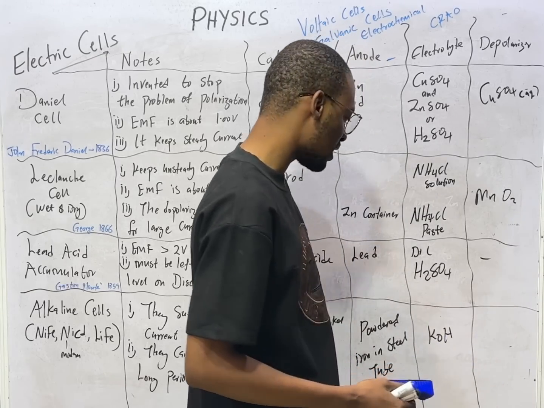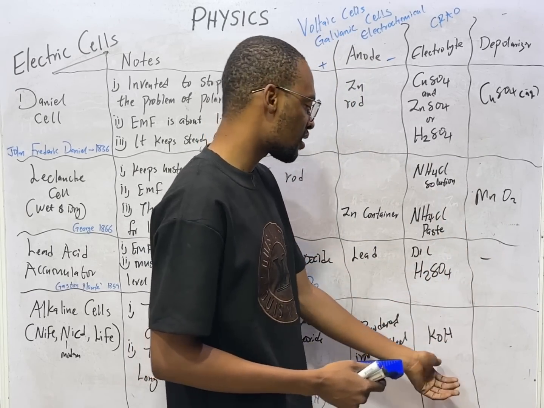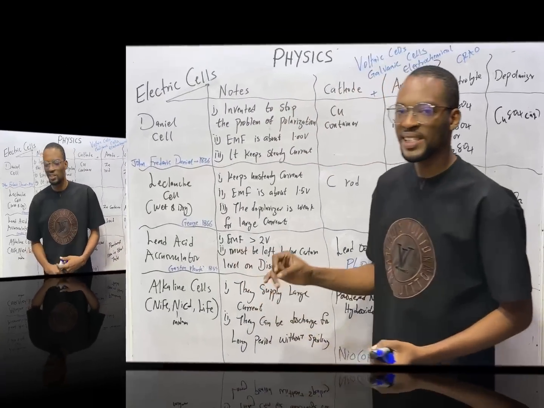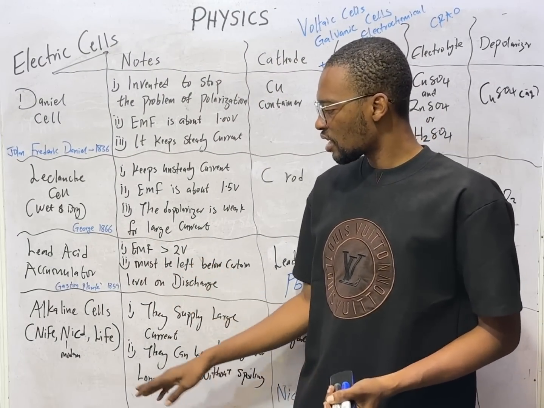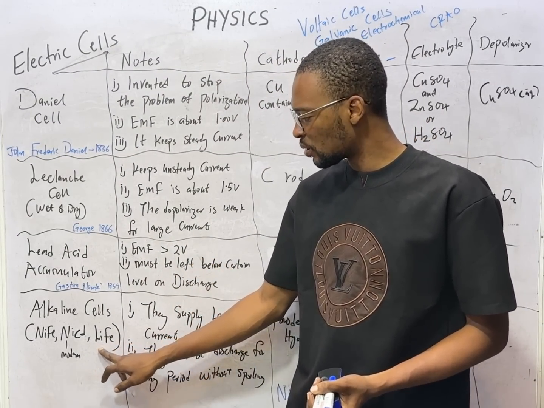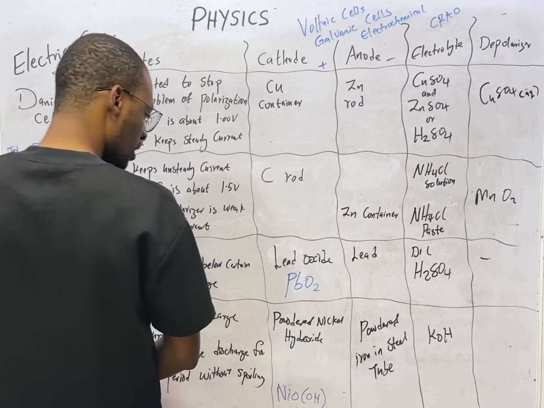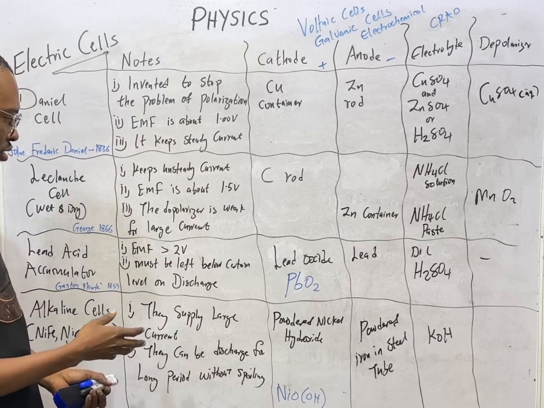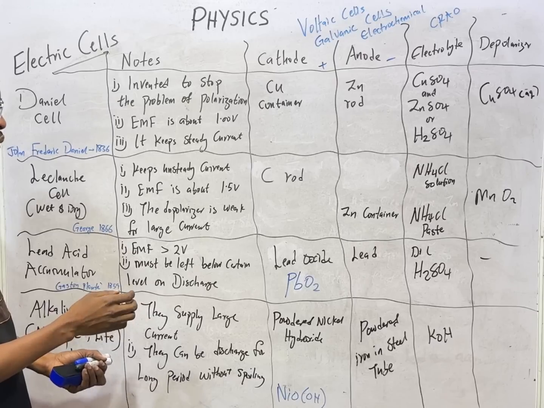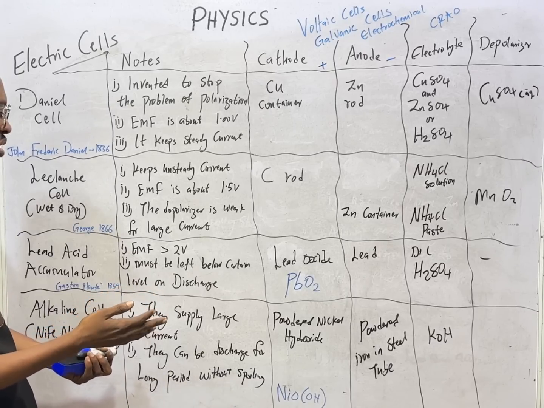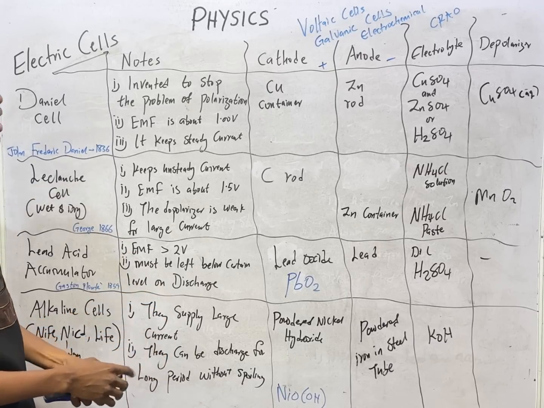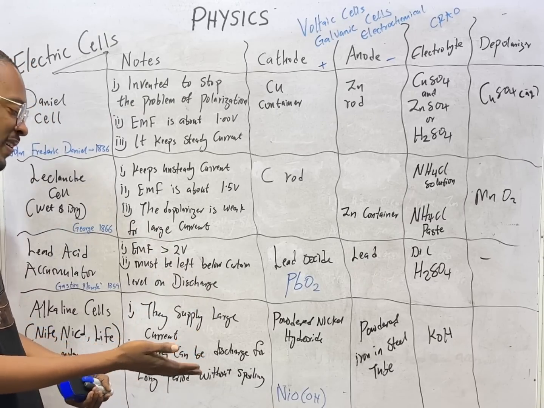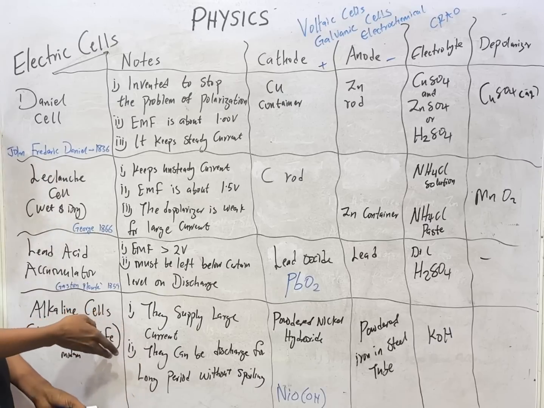Powdered iron is used at the anode, and the electrolyte is KOH, potassium hydroxide. That is for nickel ion. How about lithium ion? For lithium ion, ladies and gentlemen, the cathode will basically be lithium oxide hydroxide and the anode will be the same iron, powdered iron, because we have lithium and iron.